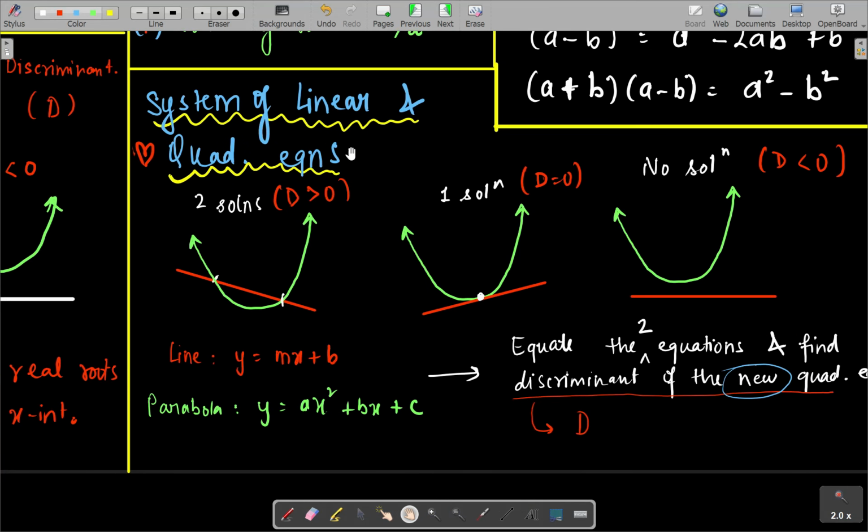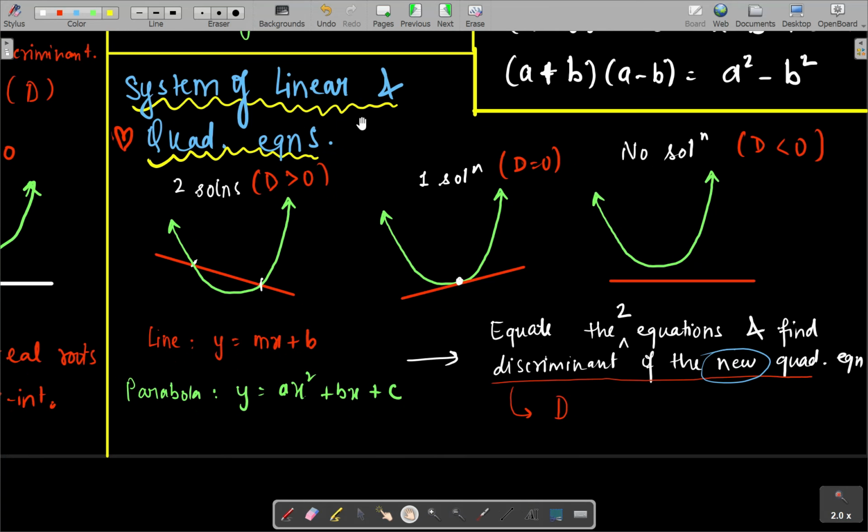The next concept, which is becoming popular now on SAT Math, is system of linear and quadratic equations. Now you have done system of linear equations, but this is a system of linear and quadratic equations. In this case, you'll have one linear equation, y is equal to mx plus b, and one parabola. You'll have to find out whether the system will have two solutions, one solution, or no solution. The concept will be exactly the same.